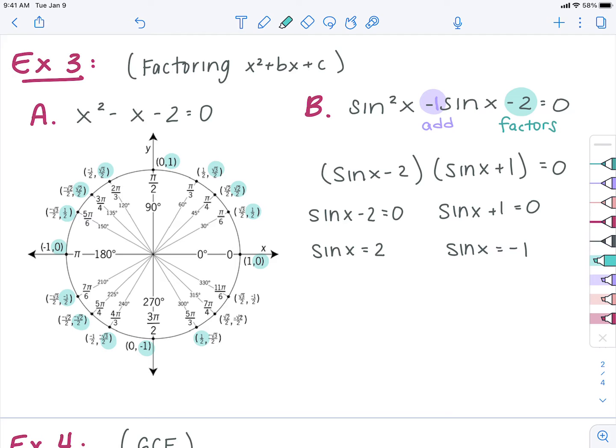Do I ever actually have a y value of 2? No. It's outside of my range. I'm never going to have a y value bigger than 1 or smaller than negative 1. So when they're too big like that, like you get a 2, or if you got 1.5, those things are no solution. There's not an option there. So the first part is going to give us no solution.